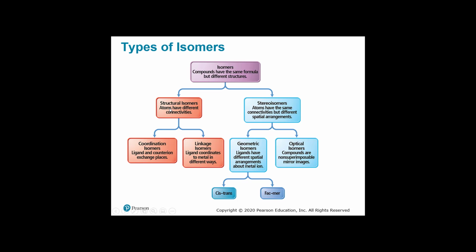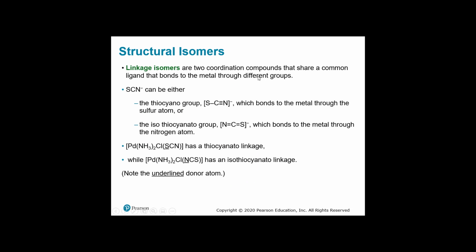Then we have linkage isomers. This is from the structural isomers, which come from the isomers. Linkage isomers are ligands that coordinate to a metal in different orientations, so in different ways. In linkage, we can look at a thiocyanate group. We have a sulfur, a carbon, and then a nitrogen, and it can bond to the metal either through the sulfur or through the nitrogen. How you know that is based on how it is stated. So we have a palladium complex here.